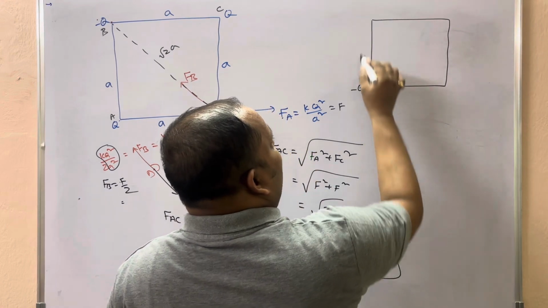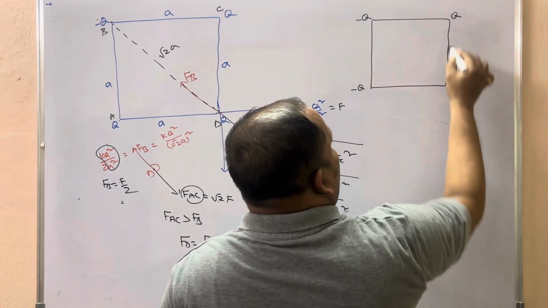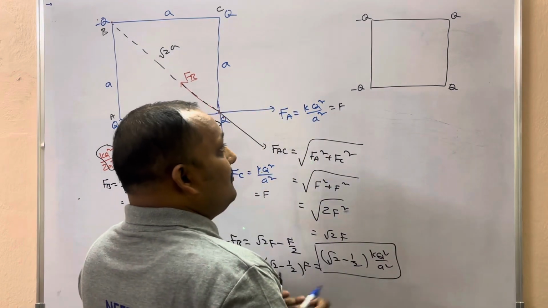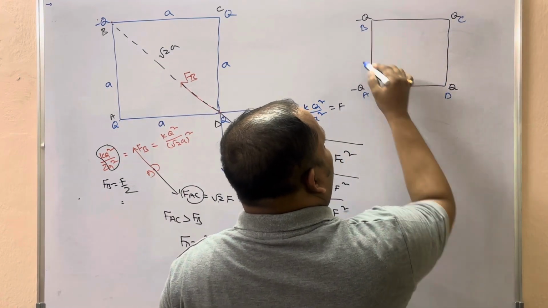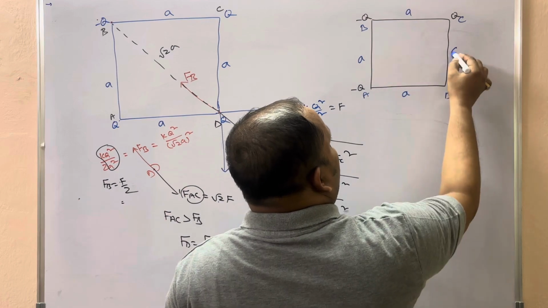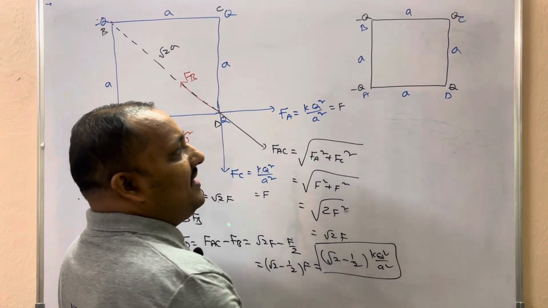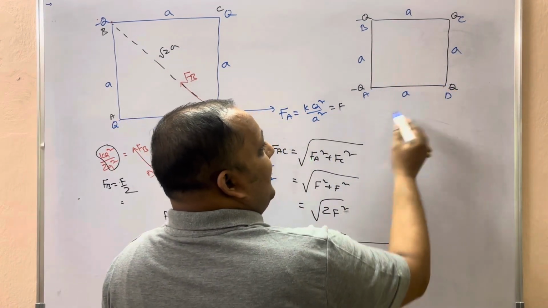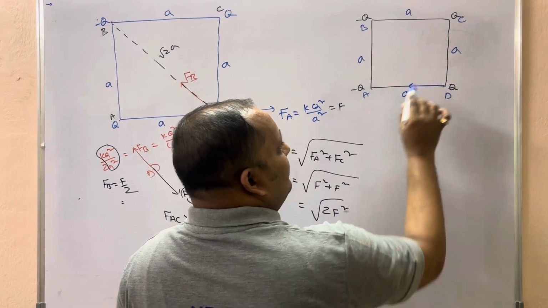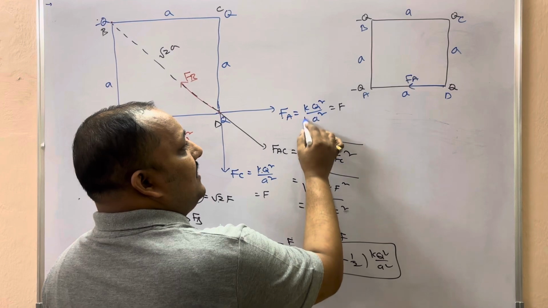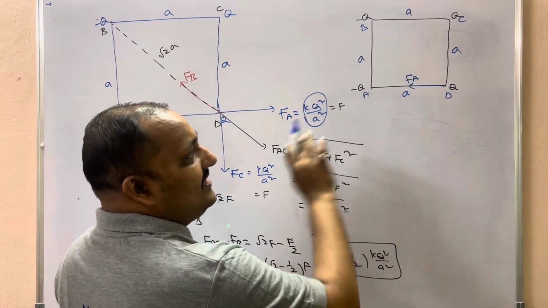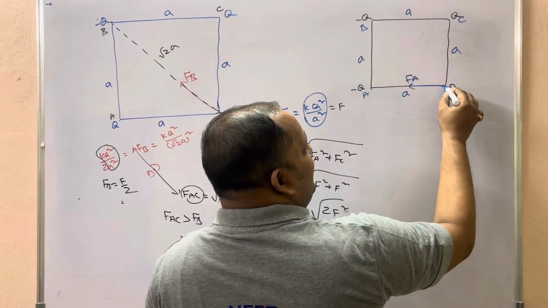So this is a negative charge, this is a negative charge, positive charge, positive charge. Force on D once again, A, B, C, D. Each separation is going to be a. Now one by one we can take. Force due to A, this is a negative charge, attractive, FA. FA value is the same, kq square by a square only, but the direction is changing. FC, repulsive.